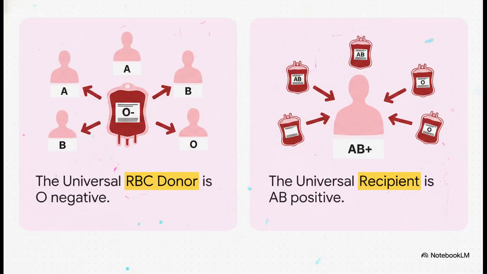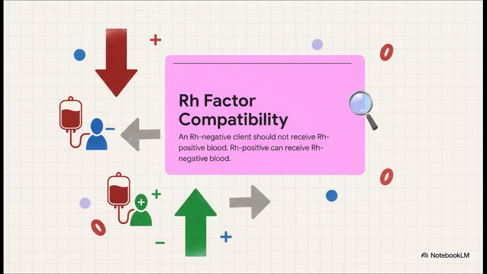Now these are the VIPs of the blood world, and you'll see them on tests constantly. O negative is that amazing universal donor, perfect for emergencies when you don't have time to cross-match. And then you've got AB positive, the universal recipient, who can pretty much take blood from any ABO type. And it's not just about AB and O, right? There's another layer, the Rh factor. The rule here is actually pretty simple. Negative patients should never get positive blood. I like to think of it like a one-way street. Rh negative blood can go to an Rh positive person, but you can't go the other way. A mismatch here is a big deal.